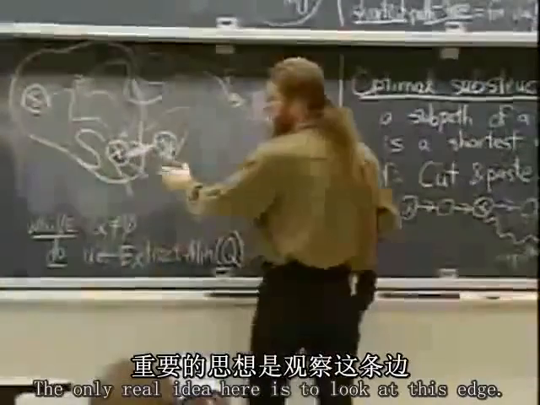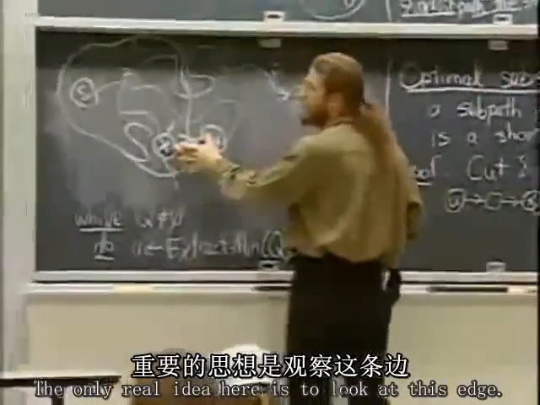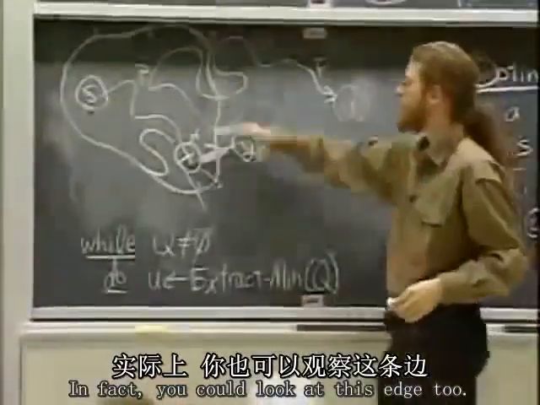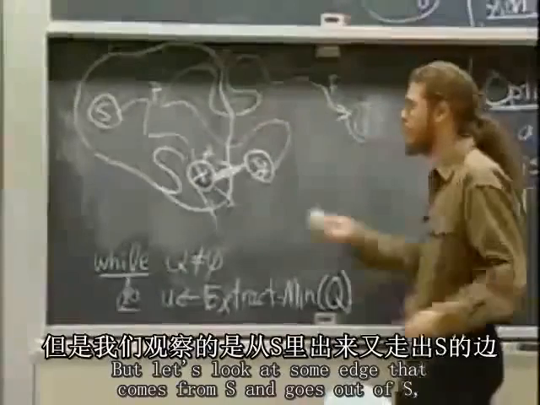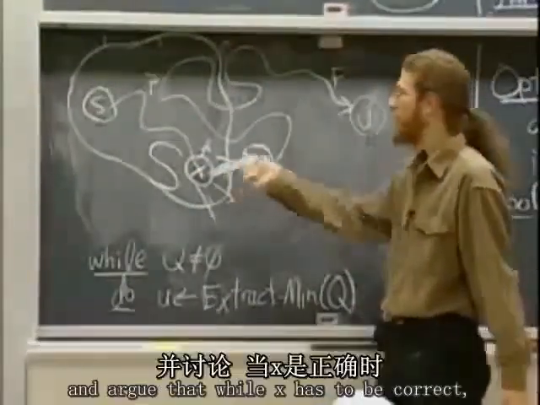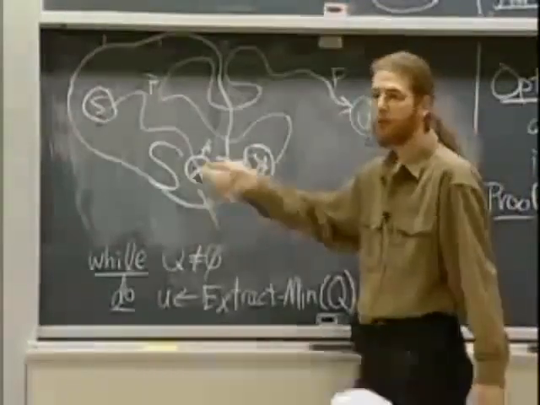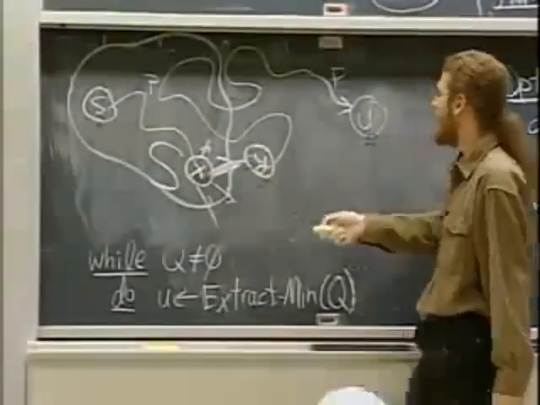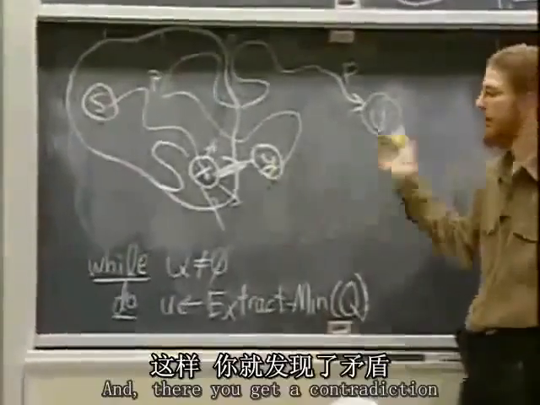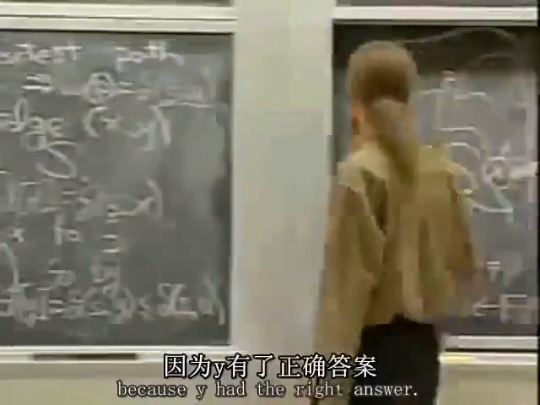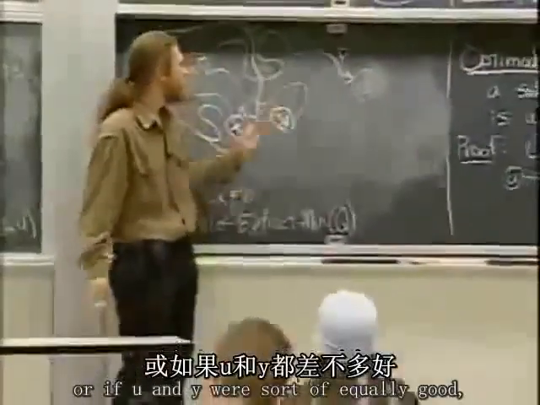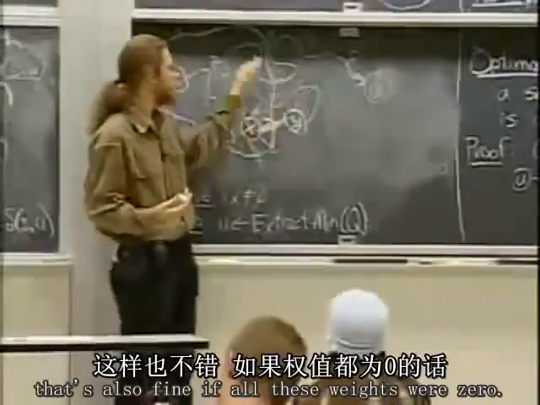The only real idea here is to look at this edge. Look, in fact, you could look at this edge too, but let's look at some edge that comes from S and goes out of S, and argue that x has to be correct, and when we made x correct, y had to be correct. And now, why were you looking at u? y is the thing you should have looked at, and there you get a contradiction, because y had the right answer. If u equals y, that's fine, or if u and y were equally good, that's also fine, if all these weights were 0.